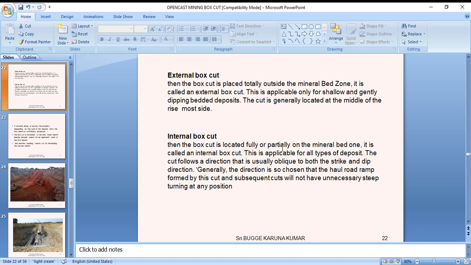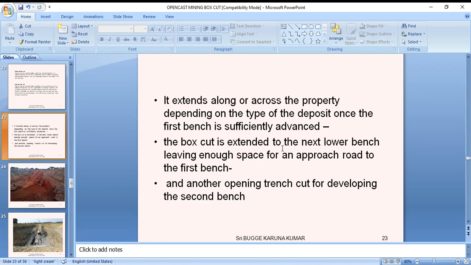So depending upon our requirement, we go for internal or external. You can understand that internal is one of the best choices for a large area, and external for the other. One typical example extends across the property depending on the type of the deposit. Once the first bench is sufficient, the box cut is extended to the next floor edge, leaving enough space for the approach to the first bench, and another opening trench is cut for developing the second bench.